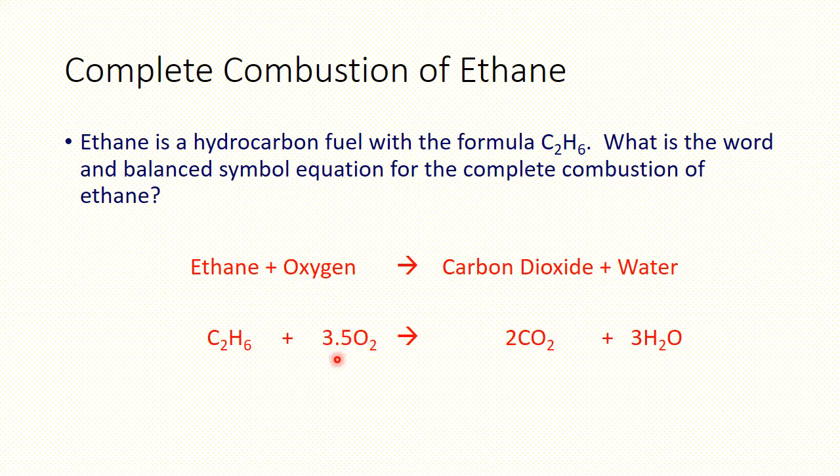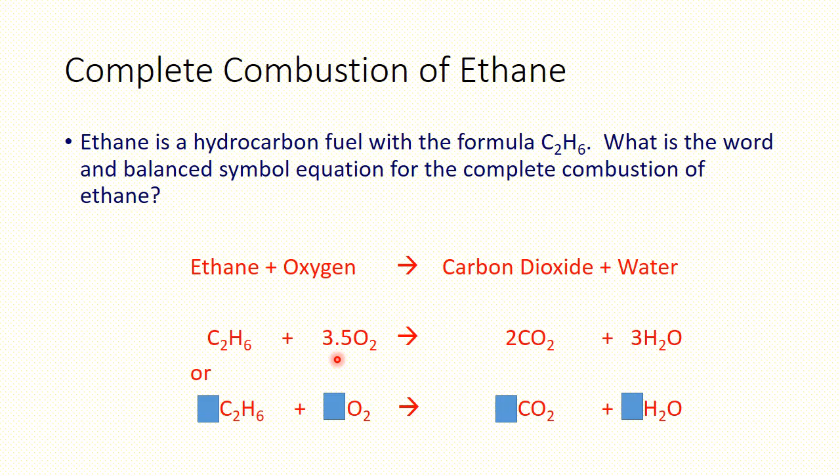Now, that's not necessarily that neat, so there is another solution, which is where you can just double everything. So 2 C2H6 plus 7 O2 goes to form 4 CO2 and 6 H2O. This first one is completely acceptable, so you can use half an O2. Remember that moving forwards.